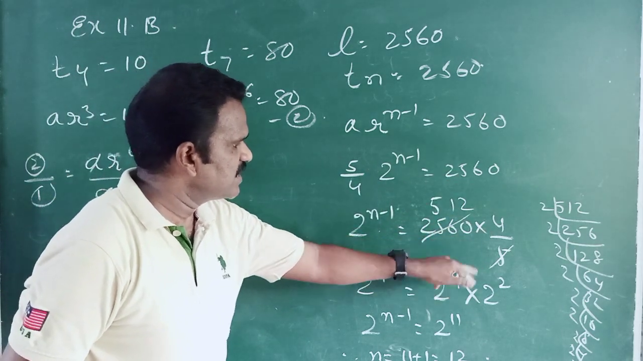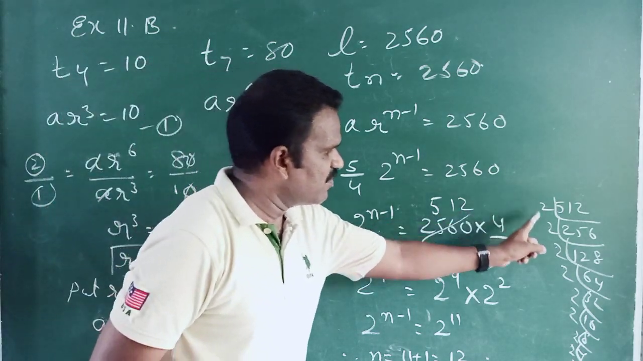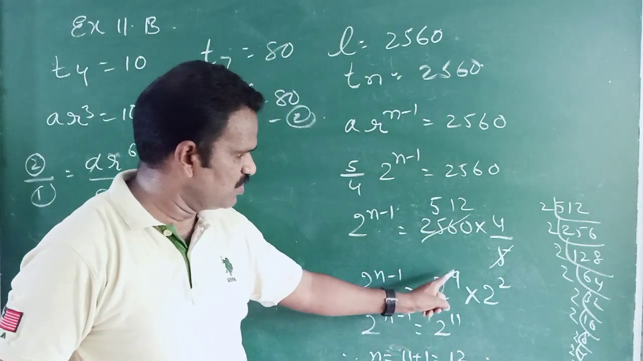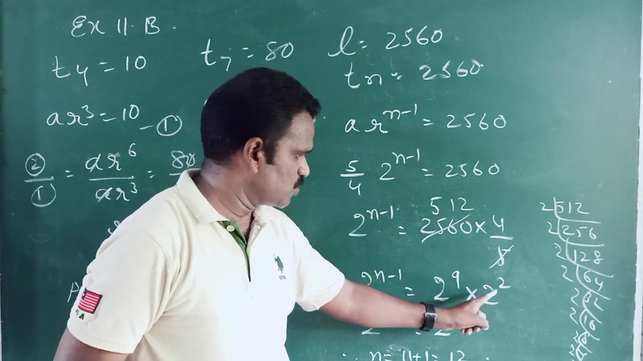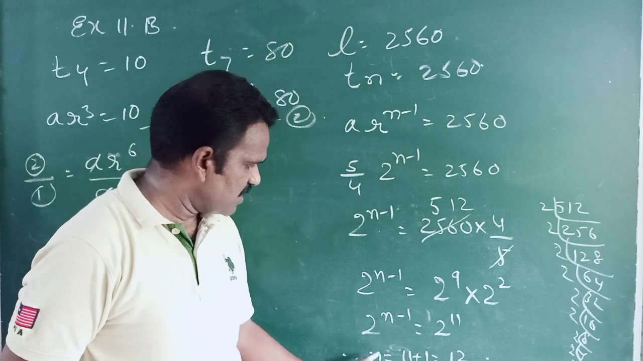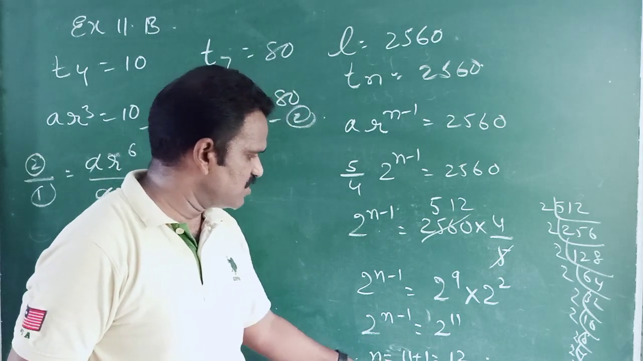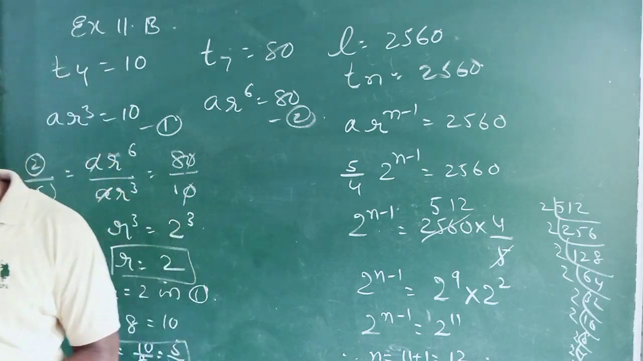So 5 one time, 5 12 times. 2 to the power of n minus 1 is equal to 512. I found the factors in terms of 2. I got 2 to the power of 9 into 4, 2 square. So 2 to the power of n minus 1 is equal to 2 to the power of 11. So yeah, since bases are equal, powers can be equated. N minus 1 is equal to 11, n is equal to 11 plus 1, n is equal to 12. Okay.